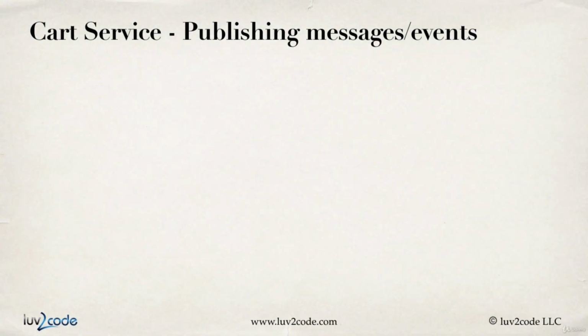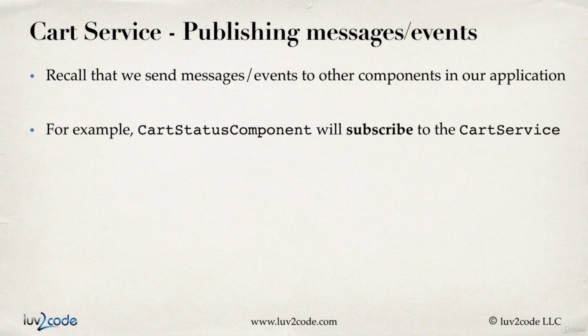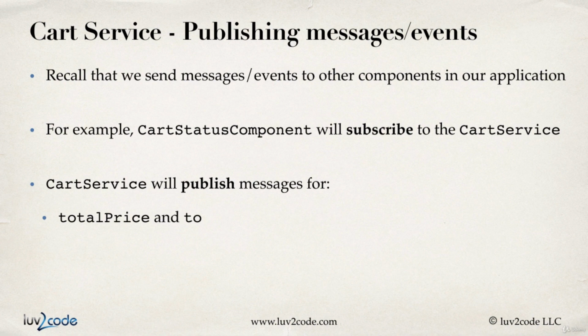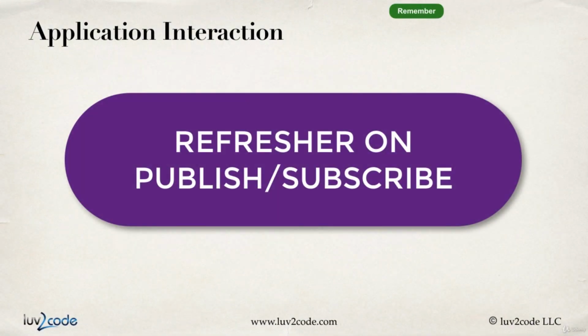Now let's take a look at our cart service publishing messages and events. So recall that we send messages and events to other components in our application. For example, the cart status component will subscribe to the cart service, and the cart service will publish messages for the total price and the total quantity. And we've already implemented pub sub in our application. The next set of slides, I'm simply just going to do a refresher, a review of the code that we have in place because it'll apply to the new things that we're going to add to the checkout form.